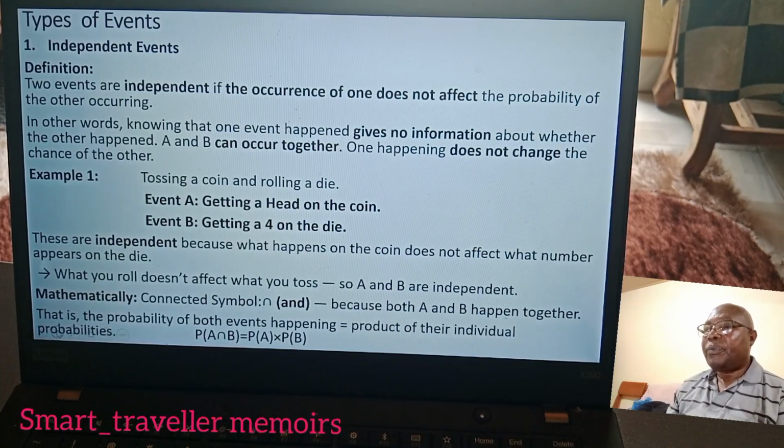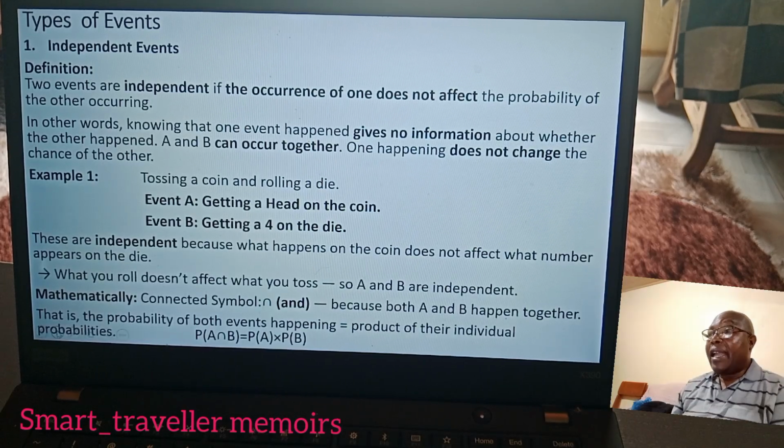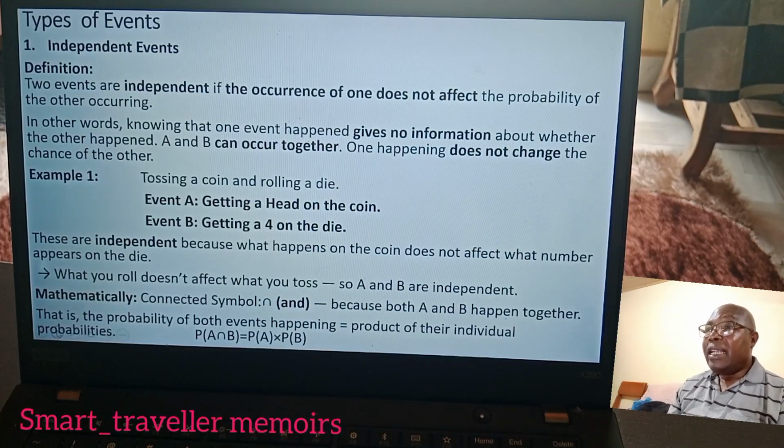For example, tossing a coin and rolling a die. Event A, getting a head on the coin, and event B, getting a 4 on the die. These are independent because what happens on the coin does not affect what number appears on the die. That's why they are independent. It implies what you roll doesn't affect what you toss. So A and B are independent. They occur independently.